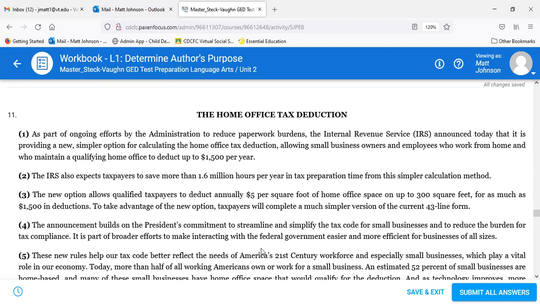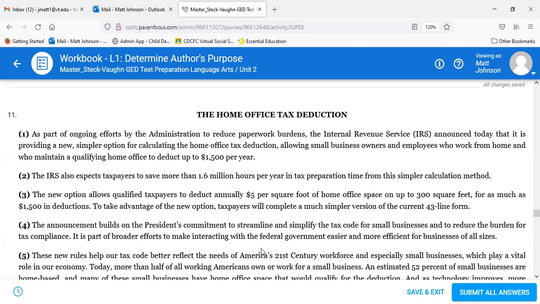As part of ongoing efforts by the administration to reduce paperwork burdens, the Internal Revenue Service, IRS, announced today that it is providing a new, simpler option for calculating the home office tax reduction, allowing small business owners and employees who work from home and who maintain a qualifying home office to deduct up to $1,500 per year. The IRS also expects taxpayers to save more than 1.6 million hours per year in tax preparation time from this simpler calculation method.